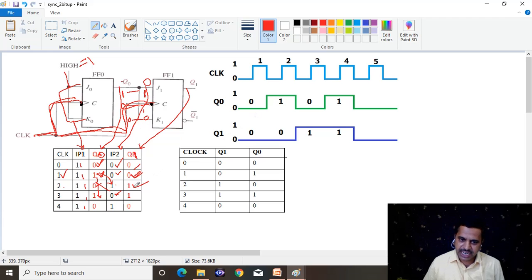What is the previous state? 1. That will be retained. The output changes only when both the inputs are 1. Otherwise, it retains the previous state. Then after the third clock pulse, the output of the first flip-flop is 1. The second flip-flop is also 1.